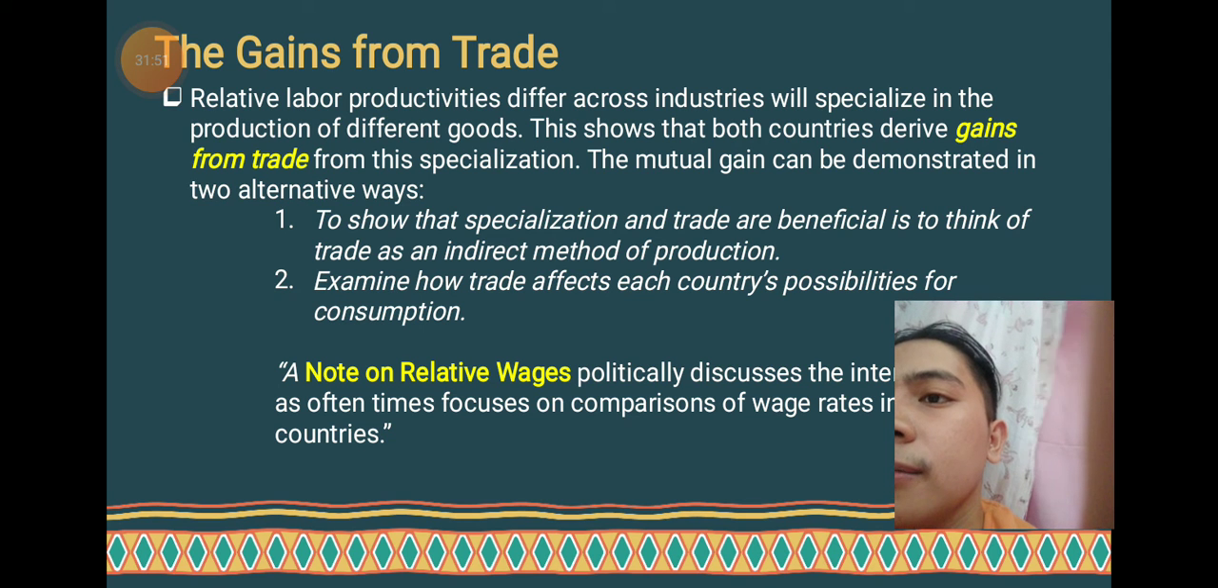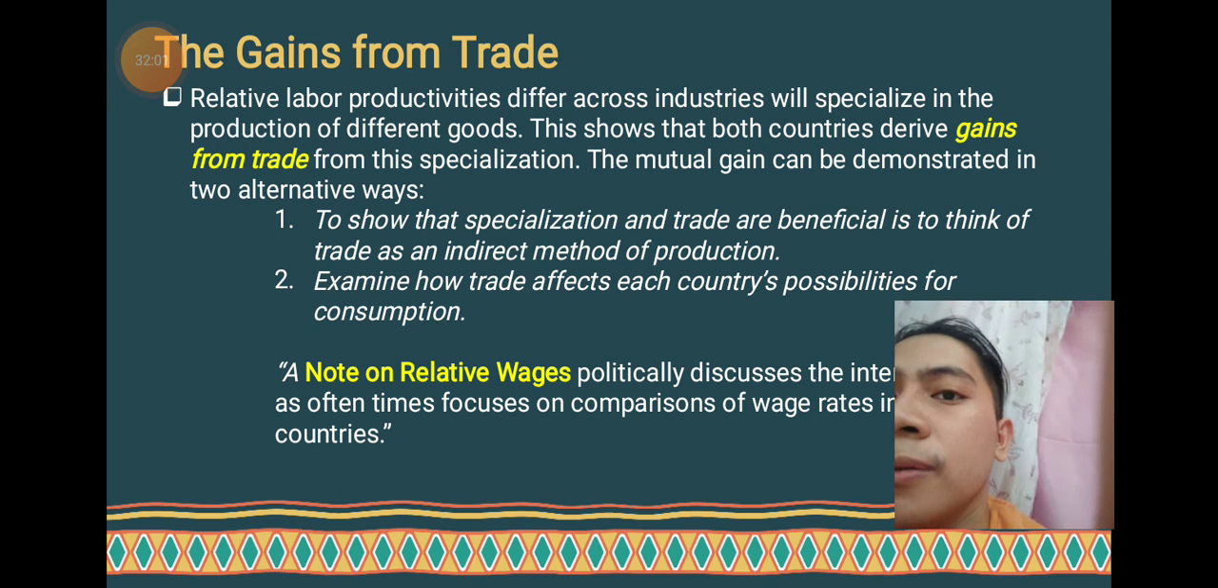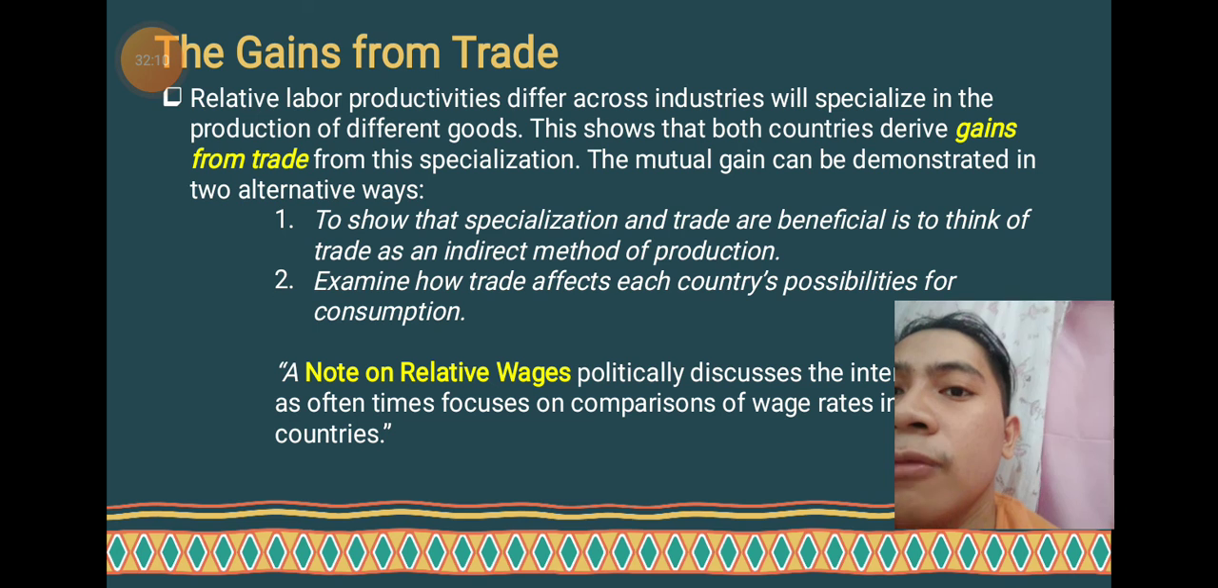The gain from trade. Relative labor productivities differ across industries, so countries specialize in the production of different goods. They show both countries their gain from trade from the specialization. The mutual gain can be demonstrated in two alternative ways to show that specialization and trade are beneficial. One is to think of trade as an indirect method of production; the other is to examine how trade affects in-country possibilities for consumption.